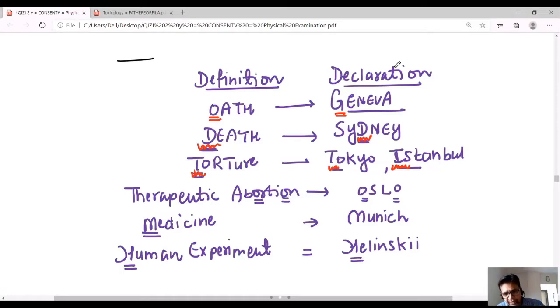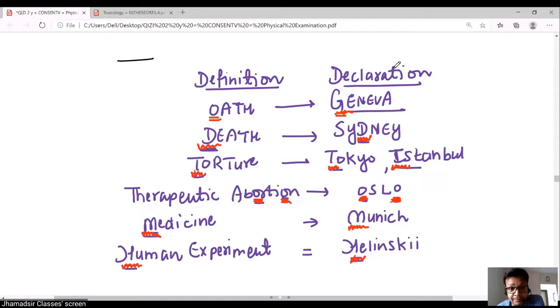Therapeutic abortion has 2 O's. It is defined in the Declaration of Oslo, again 2 O's. M for medicine, it is defined in Munich. H for human experimentation, Helsinki. Everything is a trick. How will you remember? Oath is genuine. Genuine means Geneva. The genuine person who takes an oath, that is Geneva. D for death, Declaration of Sydney. T for torture, Tokyo, and also Istanbul. Abortion has 2 O's, Oslo. Medicine in Munich, human experimentation in Helsinki.